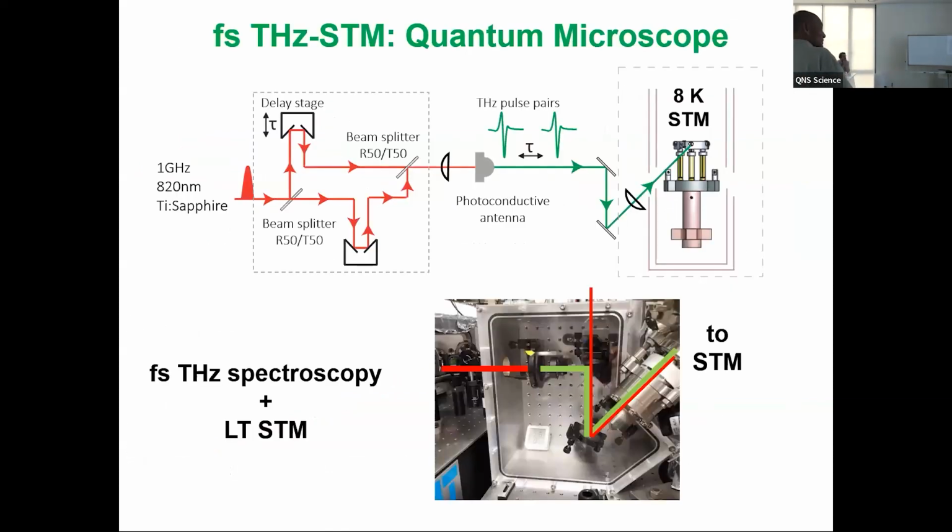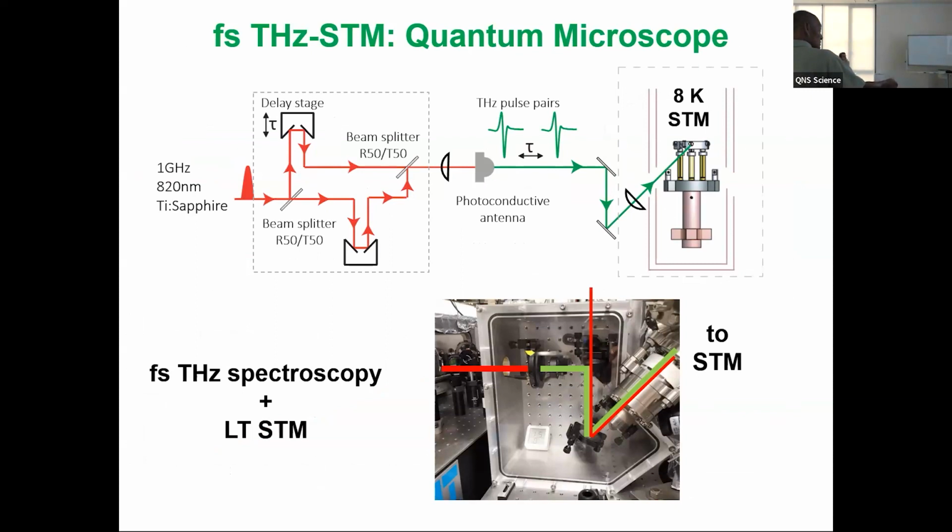This is the experimental setup, where we start out with a 1 gigahertz laser at 820 nanometers, with a pulse width of about 30 femtoseconds. Then we split it into two beams with a beam splitter, and it comes out as a pair of pulses. Then we have a delay stage, which can vary the separation in time between these two pulses. The tau is the delay.